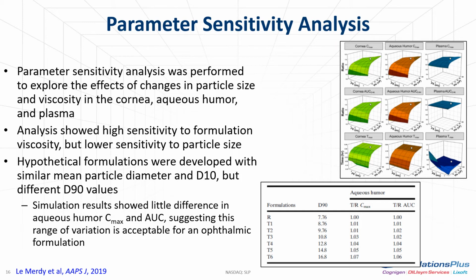Finally, we explored some potential hypothetical formulations. These are cases where the hypothetical formulations had similar mean particle density and similar D10, but different D90 values. So we wanted to see, would this range of variation be acceptable for ophthalmic formulation? Are they similar enough? What we found was that within this range, the simulation results showed little difference in the aqueous humor Cmax and AUC. So as a result, that would suggest that this range of variation is acceptable for an ophthalmic formulation.